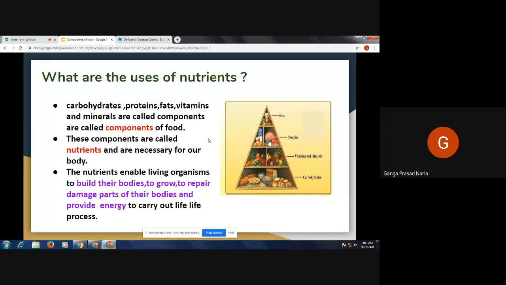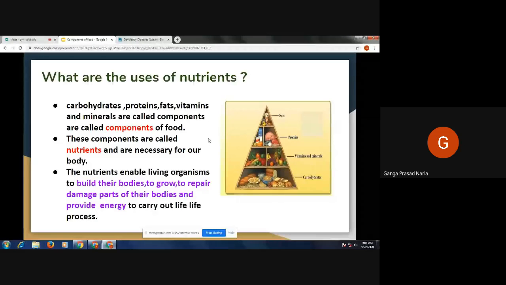So what are the components of food? Carbohydrates, proteins, fats, vitamins, minerals, dietary fibers, and water. These are the nutrients which help us to grow our body, provide energy, and repair damaged parts. Is it clear, children?